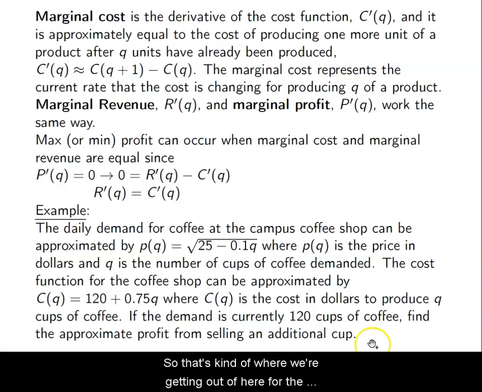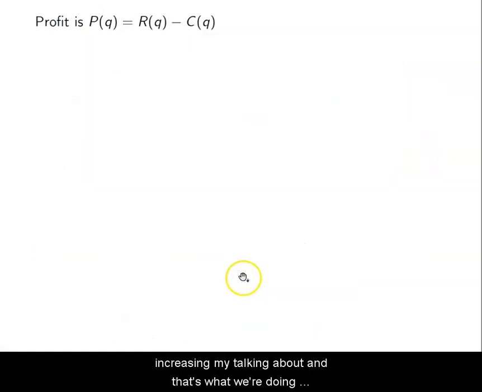So that's kind of what we're getting at here for the marginal cost or the marginal profit: if I sold one more, how much extra money am I going to be making? How is that increasing my profit amount? And that's what we're doing right now.